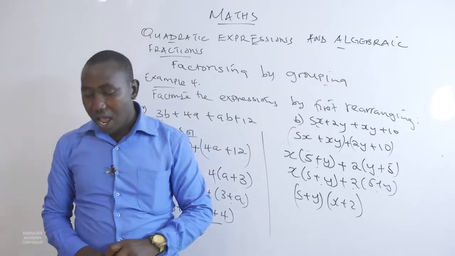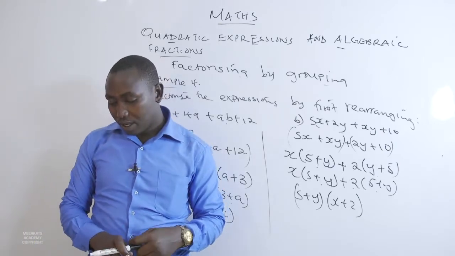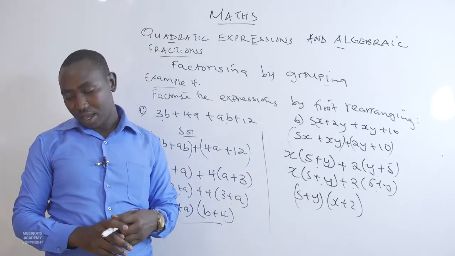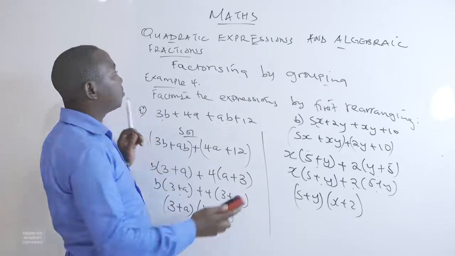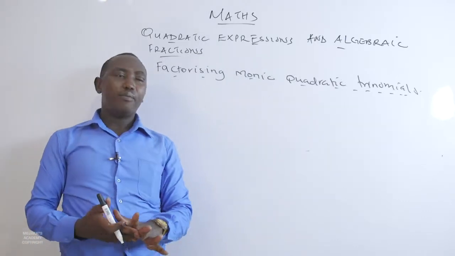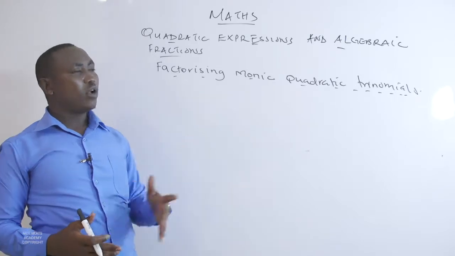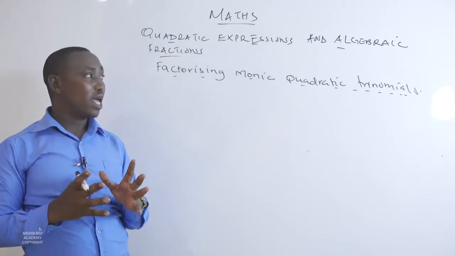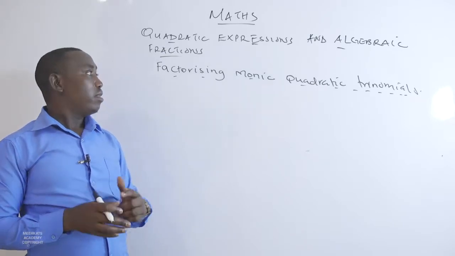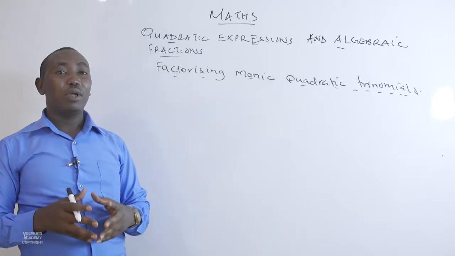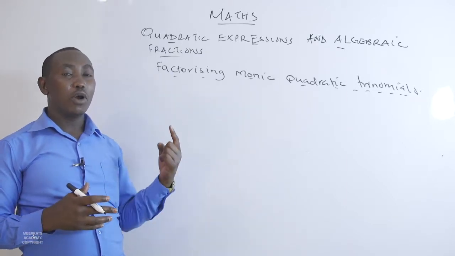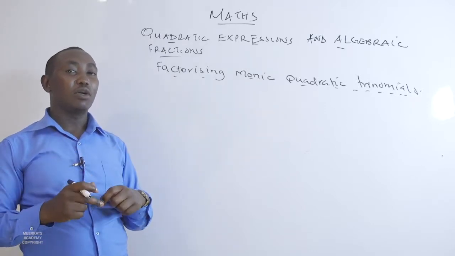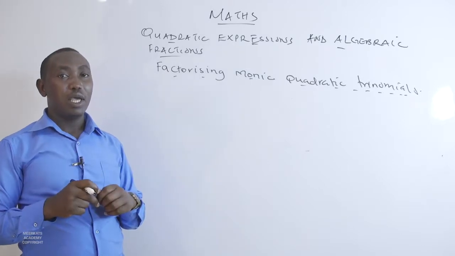We now want to look at another subtopic on the same, and that is how we can factorize monic quadratic trinomials. Now, trinomials, that means it has got 3 terms inside that particular expression. Then monic can be derived from the term mono, which is 1. So that means that the coefficient of the first term must be 1.